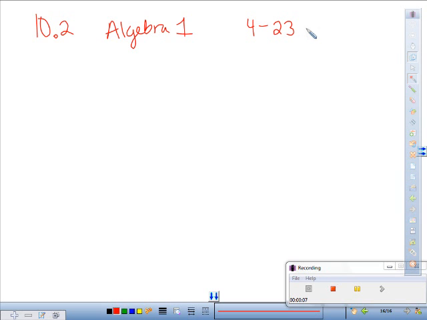This is 10.2, and we're in Algebra 1, and we are at the end of April already. We're going to be doing square root stuff. So we're going to start off with the most basic. I'm going to make a list of them here for you, and any of them that you can answer, please do so before I tell you what they are.